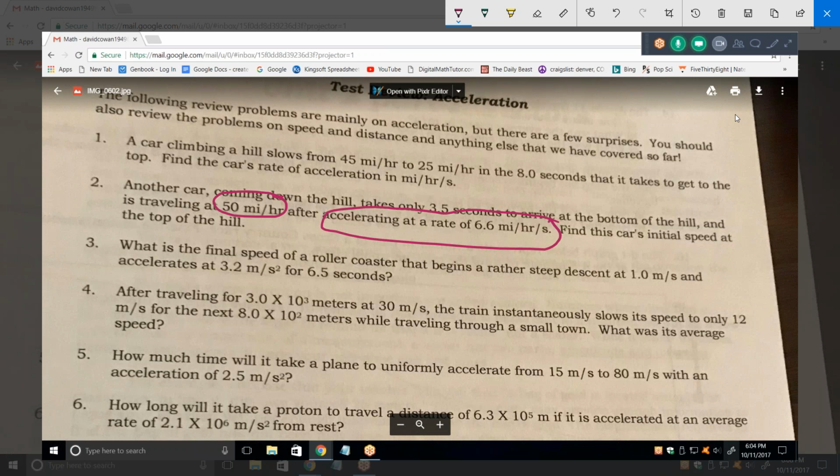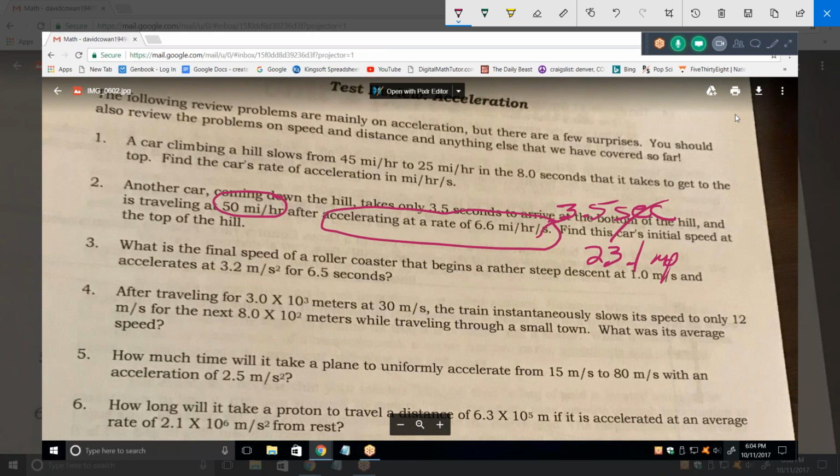We don't know that. Well, we're going to calculate it. We take its acceleration rate and multiply it by 3.5 seconds. Notice the seconds cancel, and we're going to come up with what its starting miles per hour were. So what's 6.6 times 3.5? Let me see, I got a calculator here. 23.1.